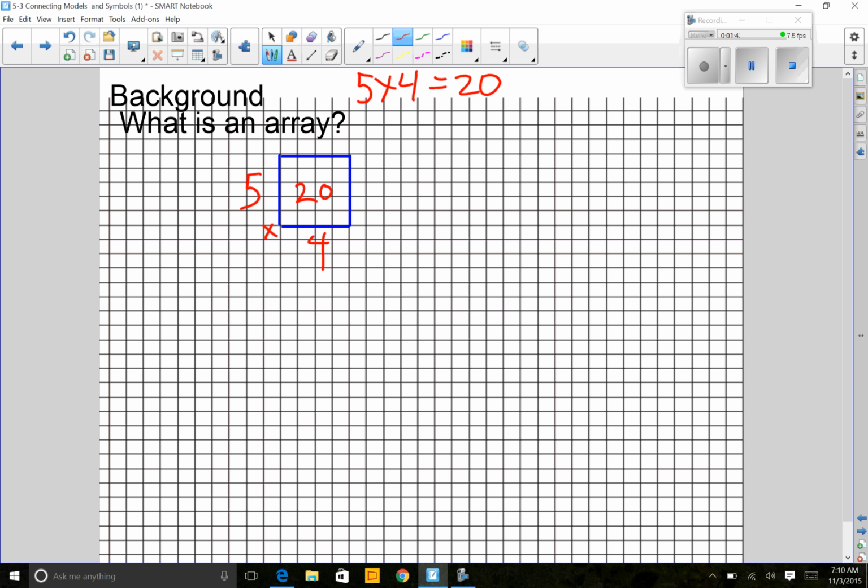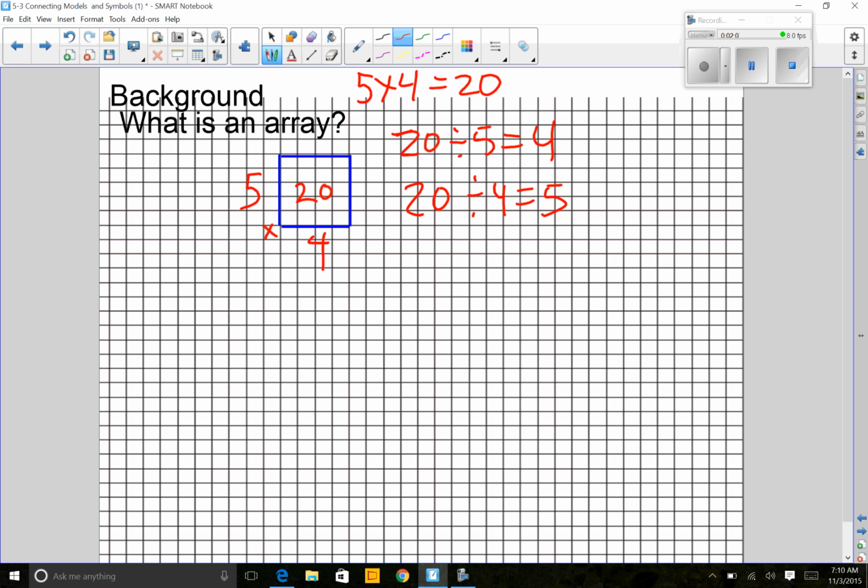So that's an example of how we've used arrays in the past to show multiplication. We're going to look at that in division, because you could read this not only as 5 times 4 equals 20, you could also read this as 20 divided by 5 equals 4. You could also read this as 20 divided by 4 equals 5.